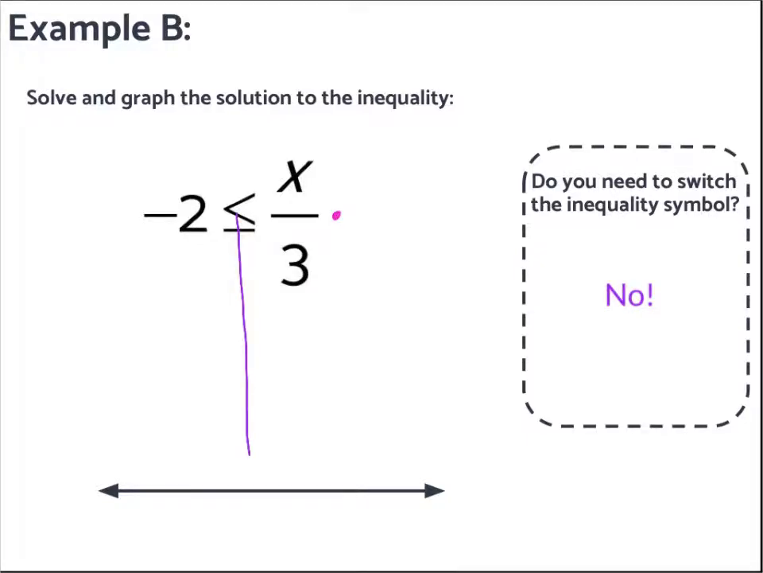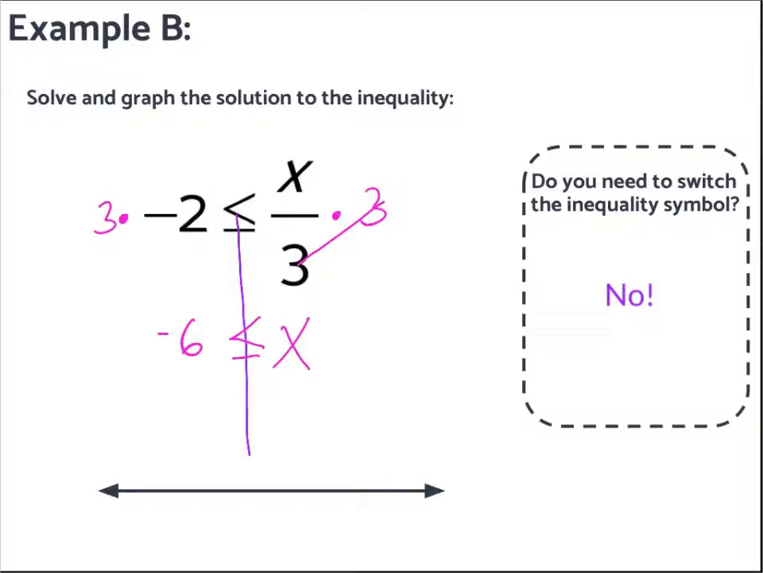So we're going to multiply by 3 on both sides of our inequality. The 3s are going to cancel each other out to give us x. Then I'm going to bring down my sign. Again, I'm not going to be flipping the symbol, as we talked about. And then 3 times -2 is going to give me -6. Remember, a positive times a negative is a negative. If you're not sure about your integer rules, make sure that you're using your calculator.